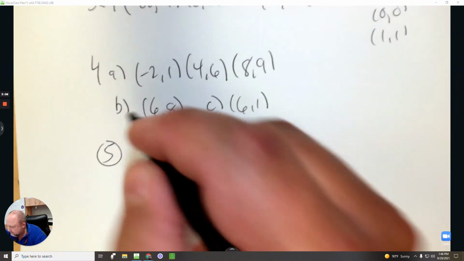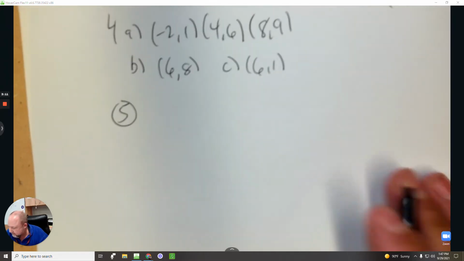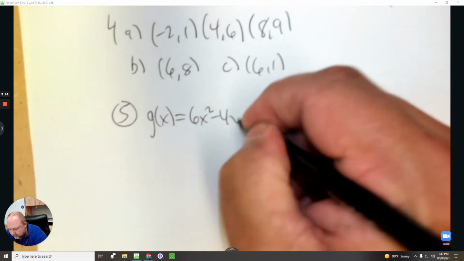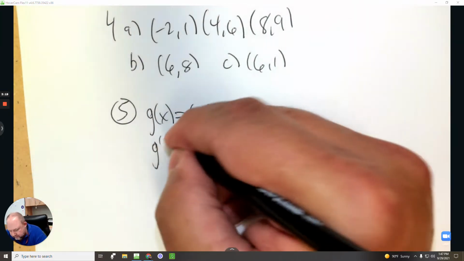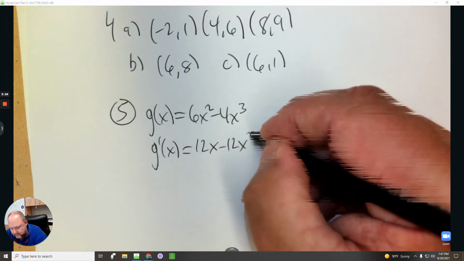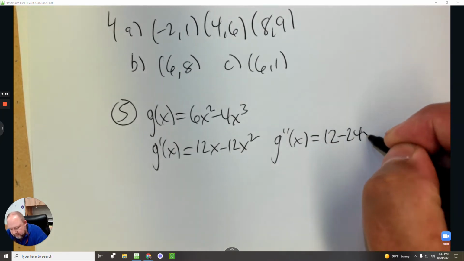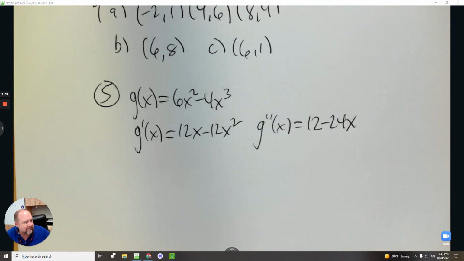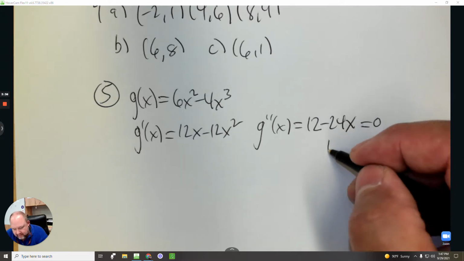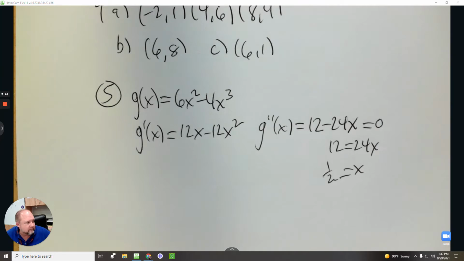Number 5, it says show organized steps, and we're going to answer the same questions for number 5, but not off the graph. So we have 6x squared minus 4x cubed. I need to find the first derivative. That's 12x minus 12x squared. Then the second derivative, which is 12 minus 24x. And then make this equal to 0 and solve it. So I'm going to add 24x and divide, and I get 1/2.